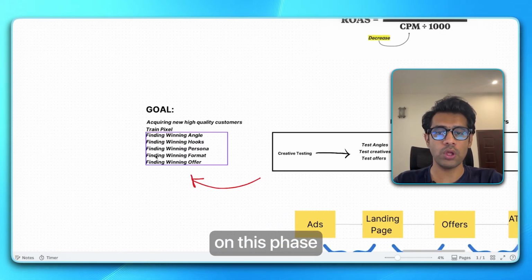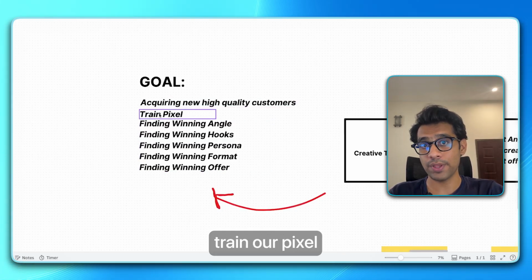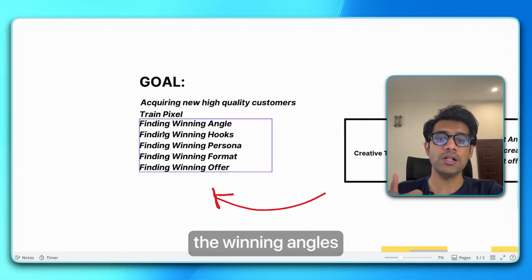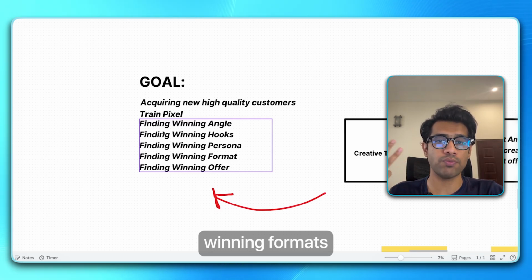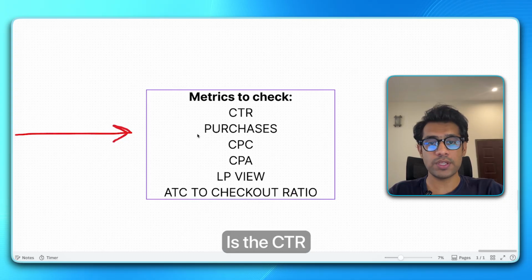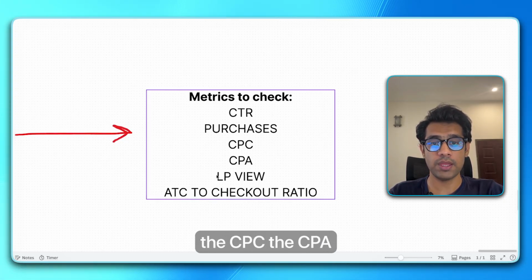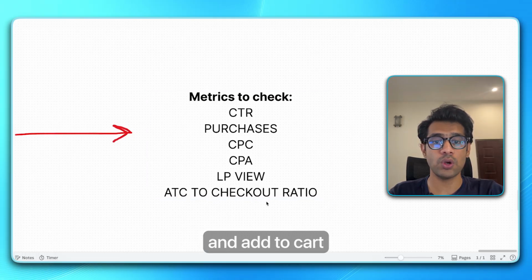Our goal in phase one is to acquire new and high quality customers. We have to train our pixel. We have to find the winning angles, winning hooks, winning personas, winning formats, and winning offers, right? And the metrics that I check in this phase are the CTR, the purchases, the ROAS, the CPC, the CPA, the landing page view percentage, and the add to cart to checkout ratio.